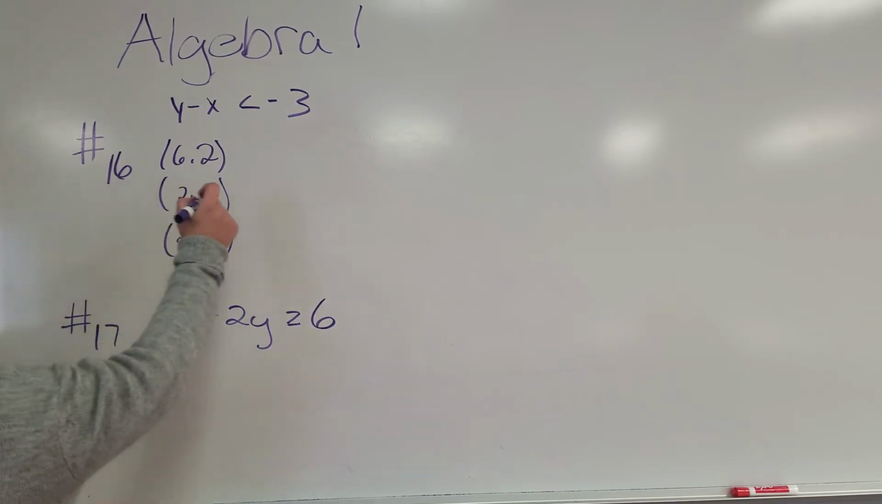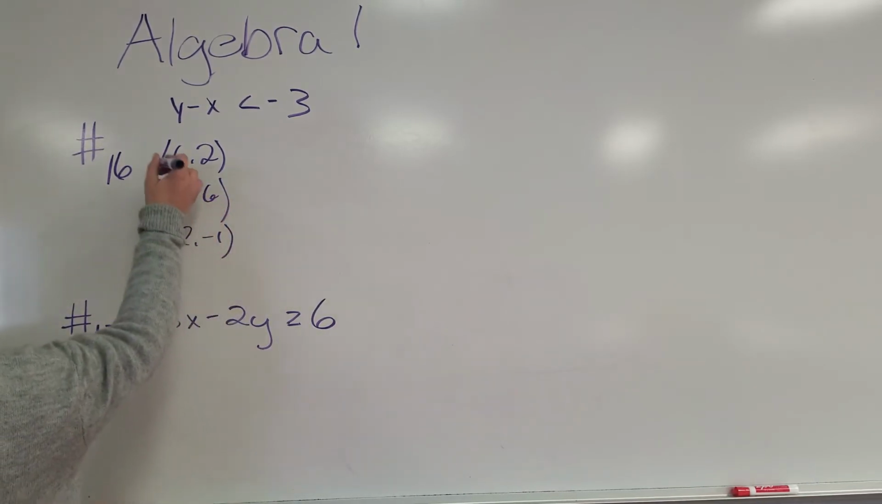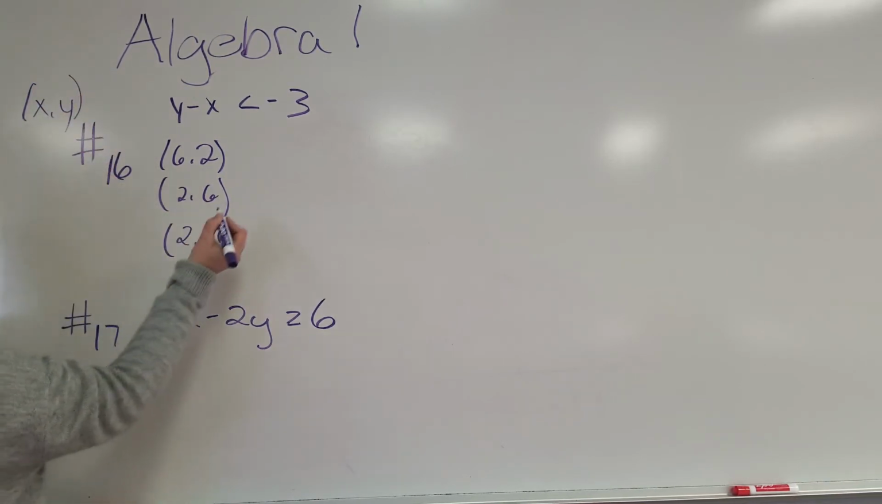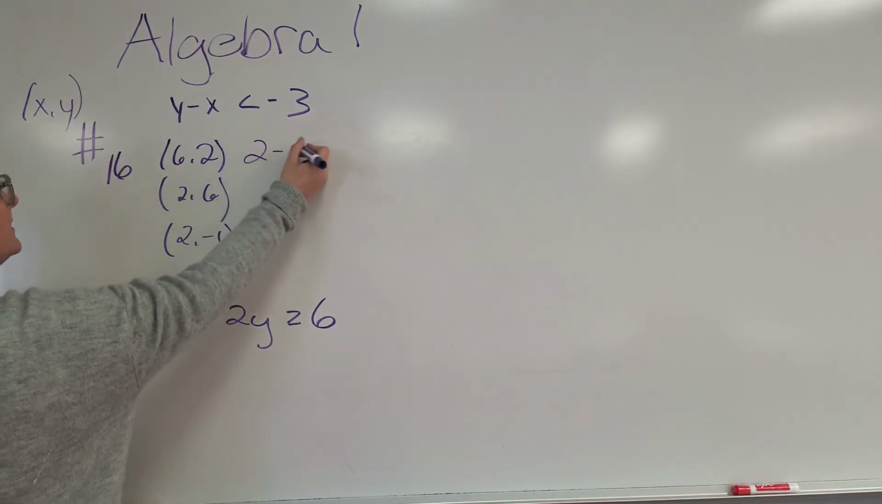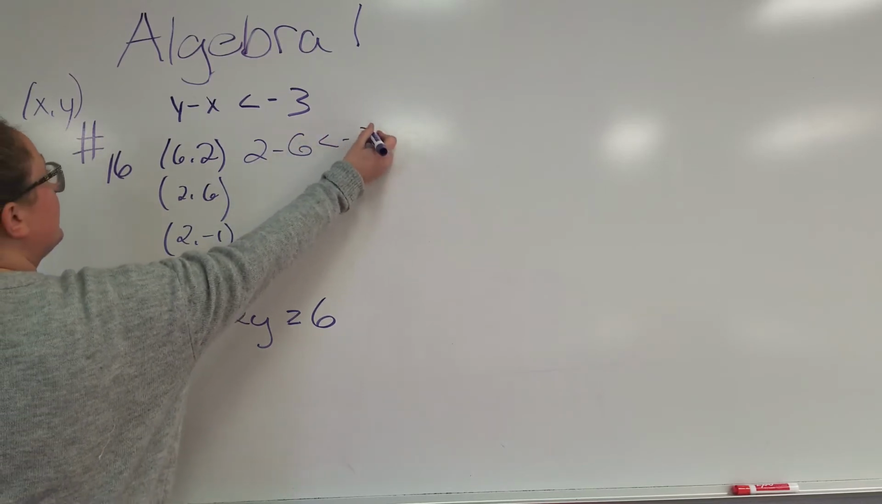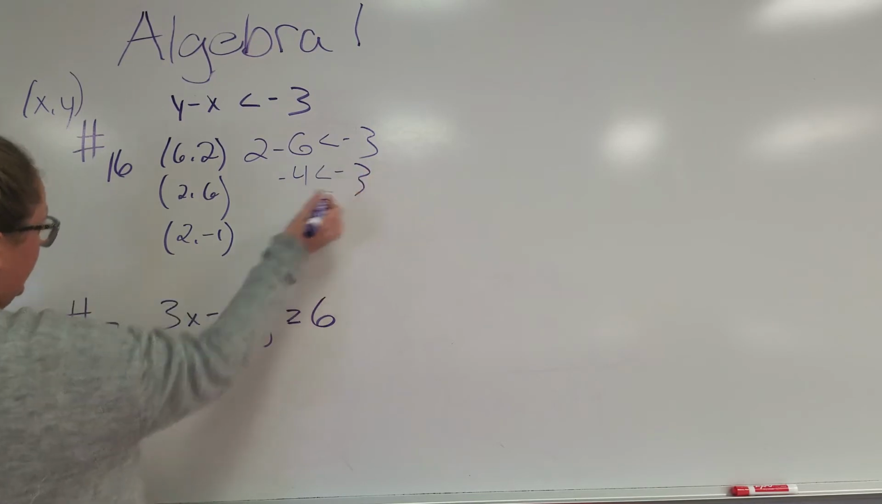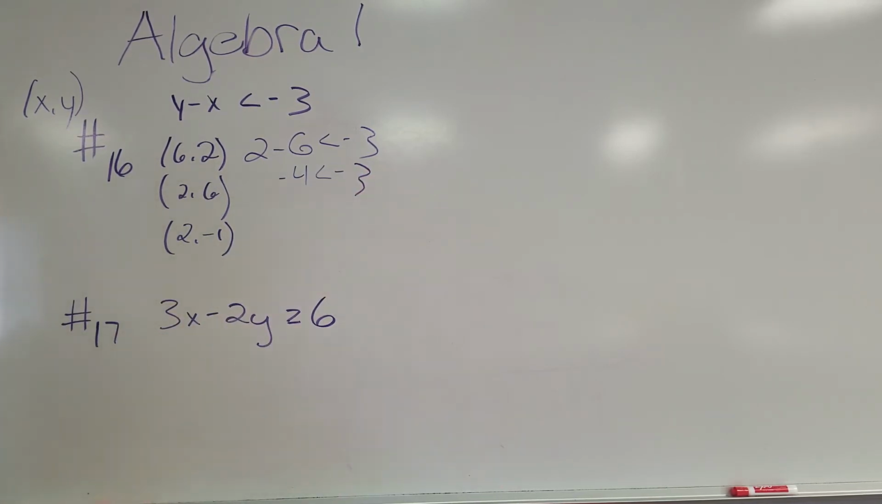So in the first option, 6 and 2. Y is 2, 6 is x, because remember in your points, it's x, y, like this. So 2 minus 6 is less than -3. 2 minus 6 is -4, is less than -3. Is that true? Yes, it is true. In negative numbers, the bigger integer is actually smaller. -4 is less than -3.